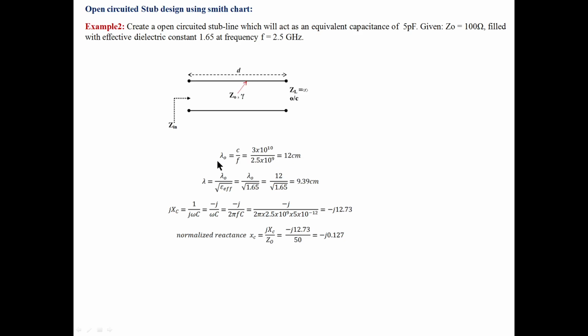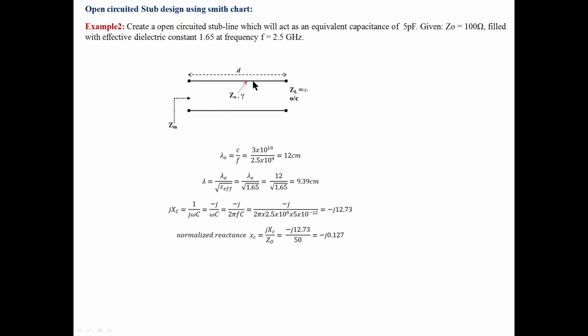You should not take lambda naught as lambda, because we have to multiply by this in the length value. The length we will get in terms of wavelength on the Smith chart. So you should multiply by this value, not by lambda naught. You should be careful about that. Okay. So next, after calculating the wavelength, what is needed? We need to find the length of this line. That's all. What is the length of this line to provide this capacitor?